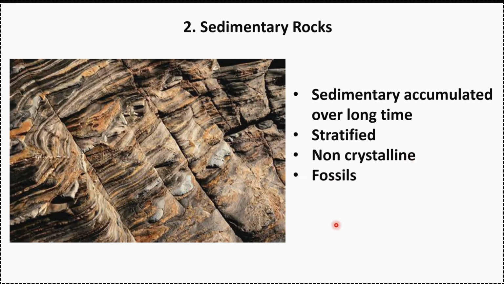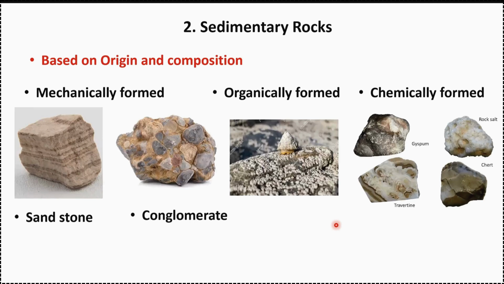Sedimentary rocks are primarily classified based on their origin and composition into three types: mechanically formed, organically formed, and chemically formed. Mechanically formed or clastic sedimentary rocks are composed of fragments of other rocks that have been weathered, transported, and deposited. A classic example is sandstone, where single grains of sand are compacted together. We can see obvious stratified layers here as well. And when pebbles are cemented together, it's called a conglomerate rock.